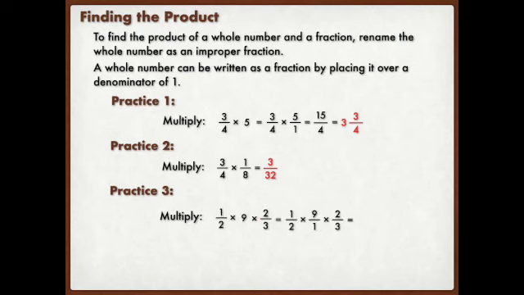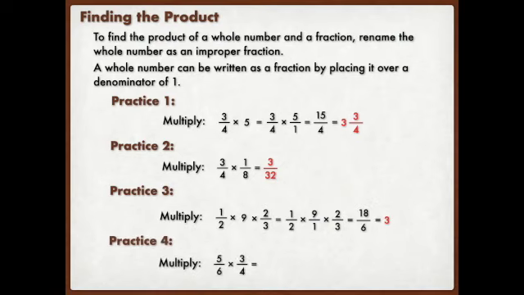Let's try this one. I need to turn the 9 into an improper fraction, so 9/1. So 1 times 9 is 9. 9 times 2 is 18. And then the denominators, 2 times 1 is 2. And then 2 times 3 is 6. So 18/6. I can actually simplify that, turn that into a mixed number, or can I divide 6 into 18? Yes, I can. So that would be a whole number, that would be 3.